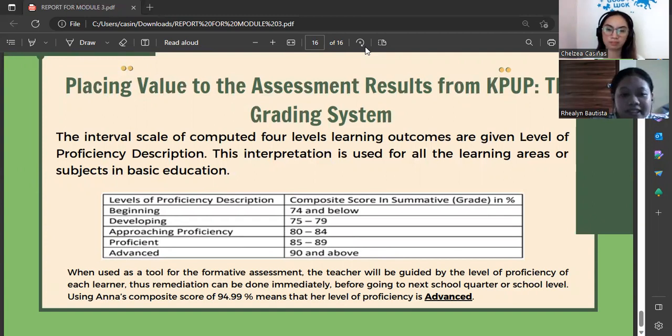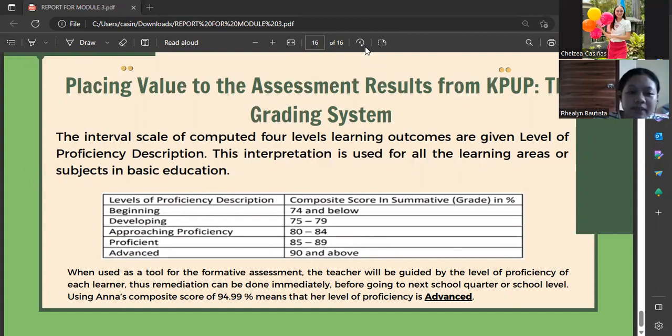And yung composite score na sinasabi ko kanina na mahalaga, in summative grade in percent, pag beginning, ang equivalent niya is 74 and below. Sa developing, ang equivalent niya ay 75 to 79. Ang approaching proficiency, 80 to 84. Proficient, 85 to 89. Advanced is 90 and above. Ayun yung mga equivalent niya, kung ano yung mga nakuha dun sa composite score in summative.